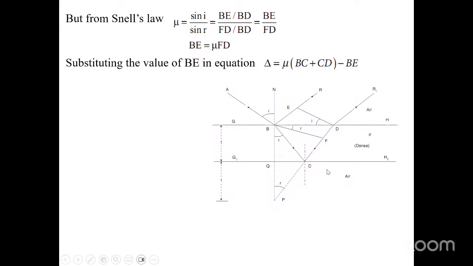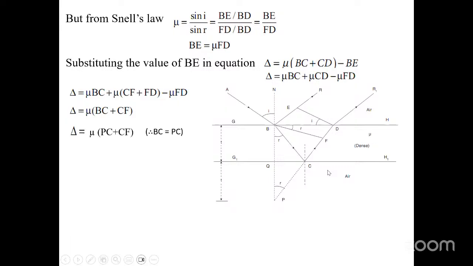Which gives you the path difference for this, after substituting and doing the calculation part. The delta value becomes mu of PF. This is P and F. So BC equals PC. BC is P, the same distance.